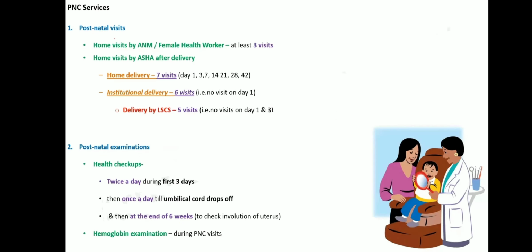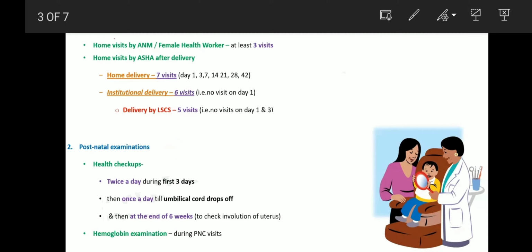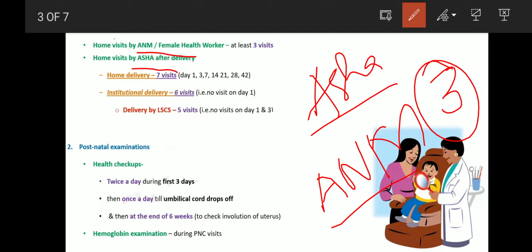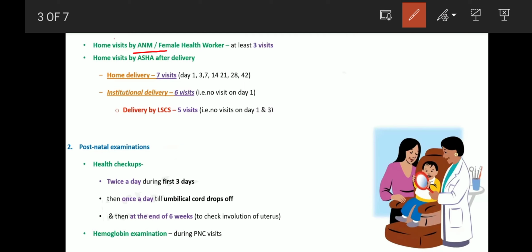Moving on to PNC services. Let us see what postnatal services are available. Starting with the postnatal visits, like how we had ANC visits, we have postnatal visits following the delivery. The home visits made by the ANM, that is the auxiliary nurse midwife, or the female health worker, or the ASHA workers, are at least 3 visits. ANMs have to make at least 3 home visits.